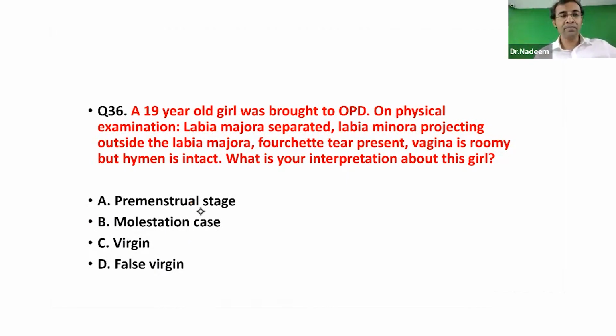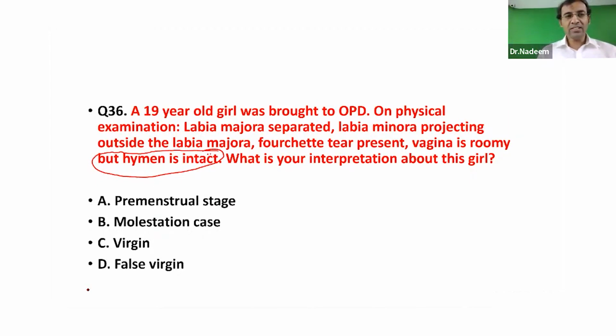Yeah, love filter. A 19-year-old girl was brought to OPD. On physical examination, labia majora separated. Labia minora projecting outside the labia majora. Fourchette tear present. Vagina is roomy, but hymen is intact. How to differentiate a virgin and a non-virgin?